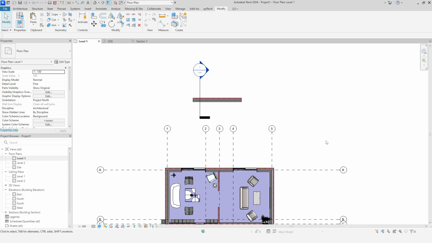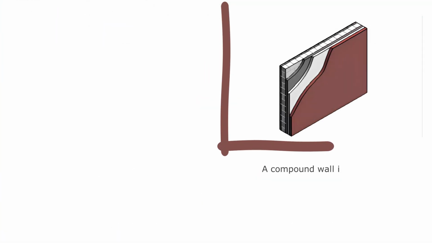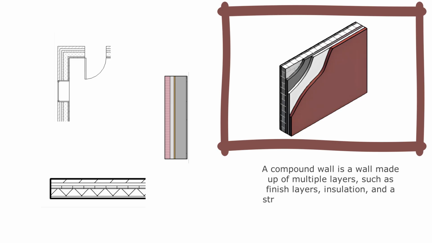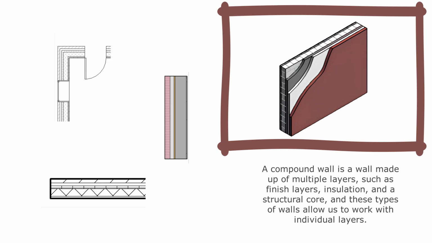Today, we'll show you how to modify wall layers in Revit and how to fix a common wall layer error. So let's get started. First, it's important to point out that wall layers can be modified only on compound walls. A compound wall is a wall made up of multiple layers, such as finish layers, insulation, and a structural core, and these types of walls allow us to work with individual layers.